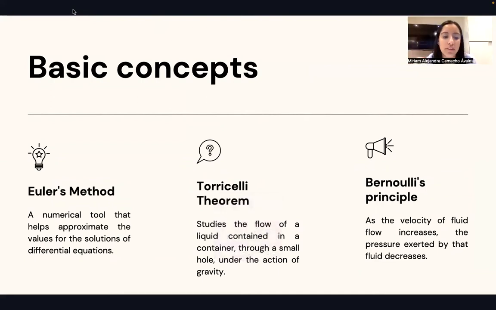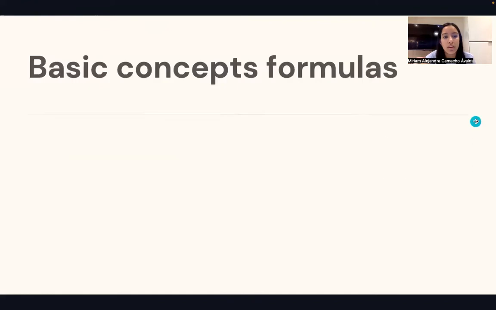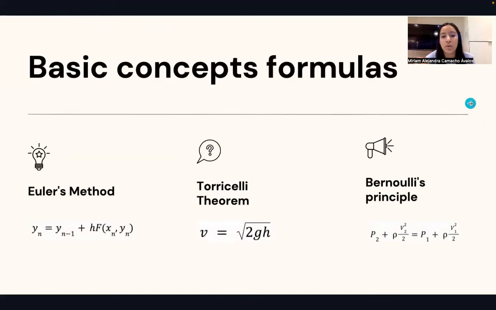Some of the basic concepts we use in this challenge are Euler's method, a numerical tool that helps approximate the values for the solution of differential equations. The Torricelli theorem studies the flow of a liquid contained in a container through a small hole under the action of gravity. And Bernoulli's principle is that as the velocity of the fluid flow increases, the pressure exerted by that fluid decreases. And these are the three formulas for the three concepts.